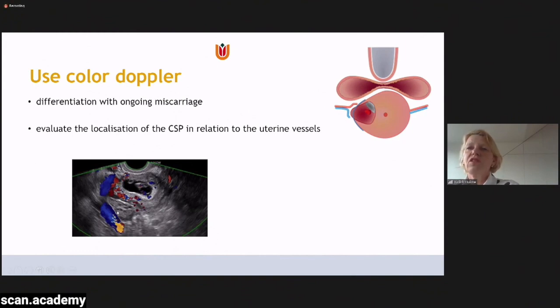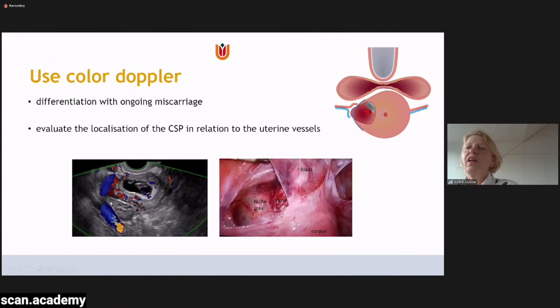Here you see a patient who was treated with MTX, and 1 day later she had severe pain, and then we saw a cesarean scar pregnancy very close to the vessels, and because we were afraid of a rupture, we performed a laparoscopic niche resection, and we could identify here the cesarean scar pregnancy. Here you see the cervix and the bladder, and it was protruding towards the side wall, but there was no rupture at that moment yet.